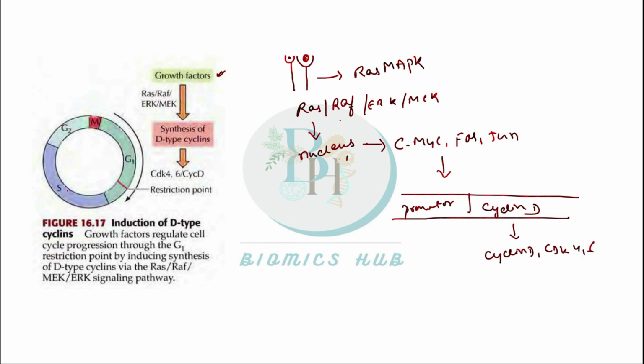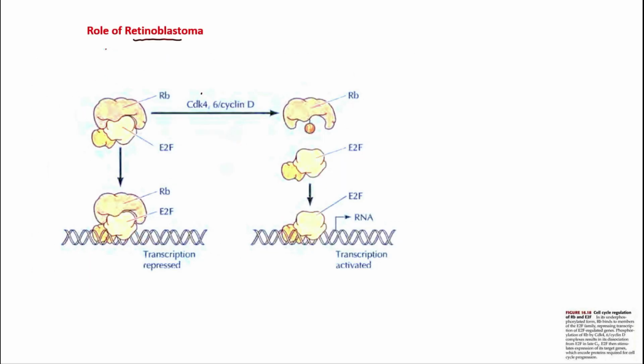So what happens when there is no growth factor? If there is no growth factor, it will not synthesize CDK4, 6 as well as cyclin D, due to which there is a restriction point. The cell cannot enter into the S phase from the G1 phase. Now after cyclin D, CDK4 and 6 have been activated, what happens? What is the work of these maturation promoting factors? There is another factor known as RB or retinoblastoma. CDK4, CDK6 and cyclin D help in the phosphorylation of this RB or retinoblastoma.